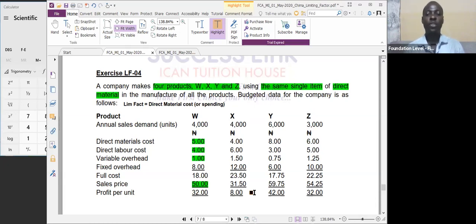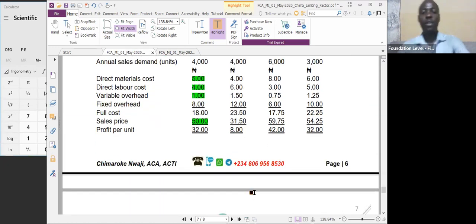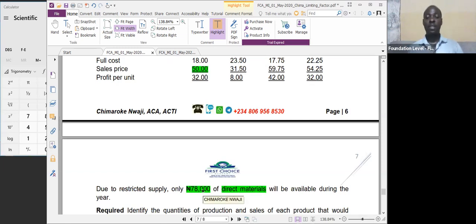Second step, what is your limiting factor? I've told you your limiting factor is direct material cost. How do I know? Because they gave you 78,000 naira, so it is in costs. If they had told you 78,000 units... they told us 6,000 hours for direct labor, we know it's labor hours. If they had told us 6,000 naira for labor, we know it's labor cost. So in this case here, we are told 78,000 naira for direct material, so it's direct material cost. The limiting factor is direct material cost.